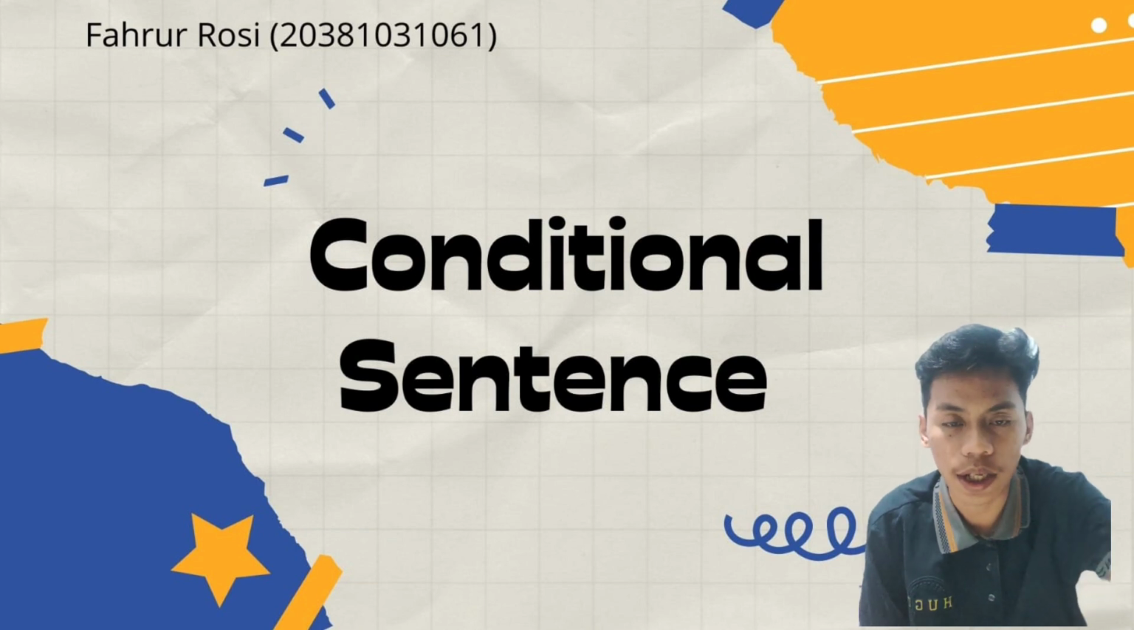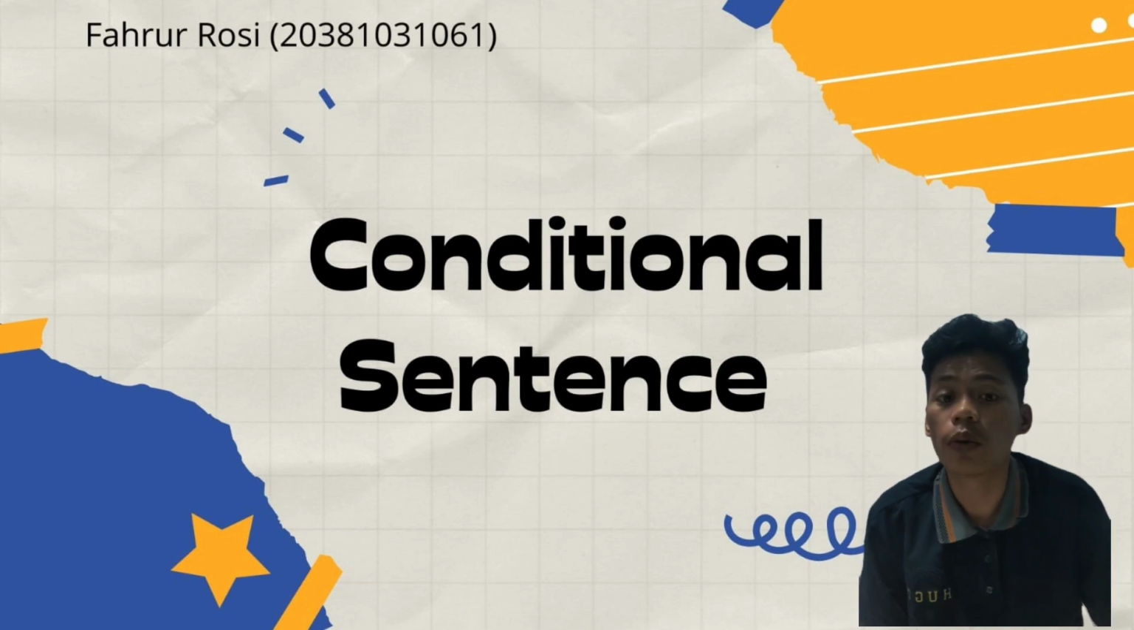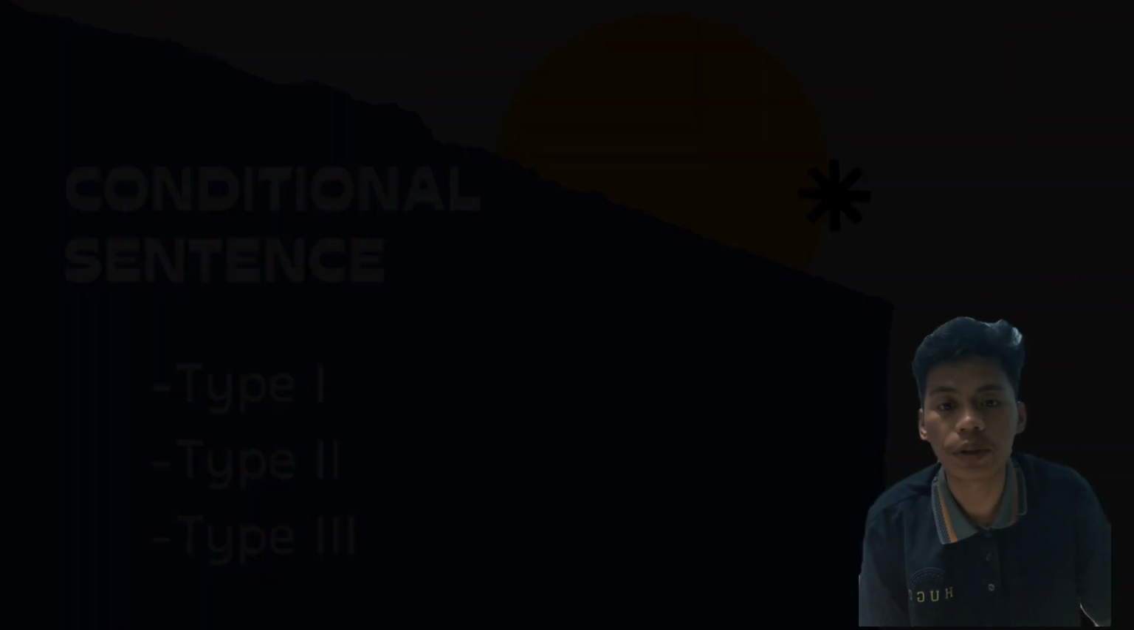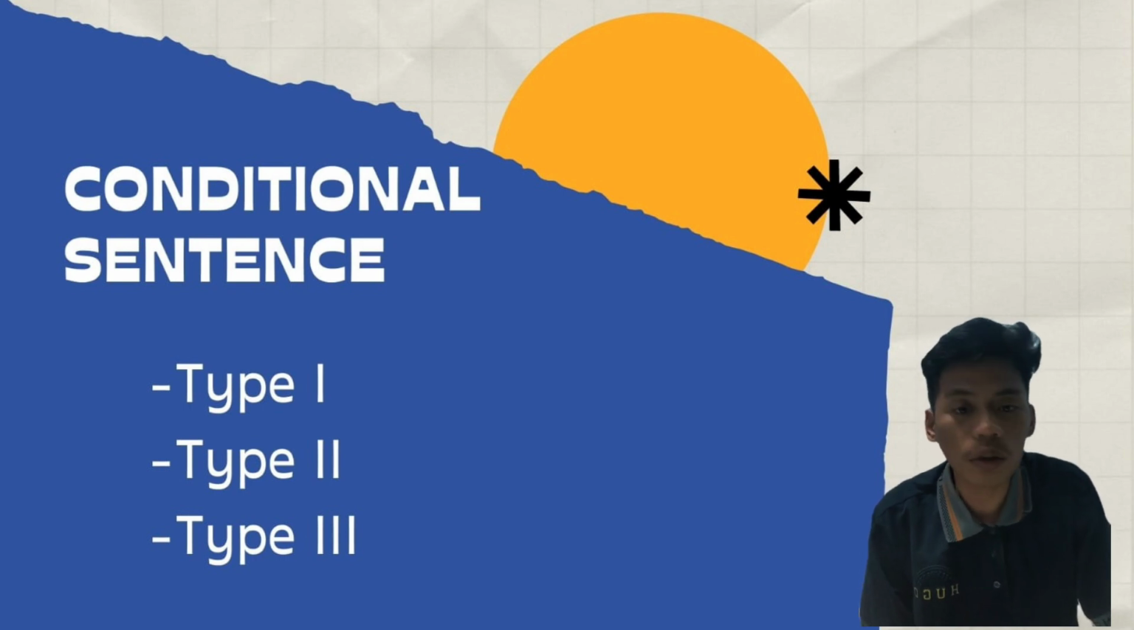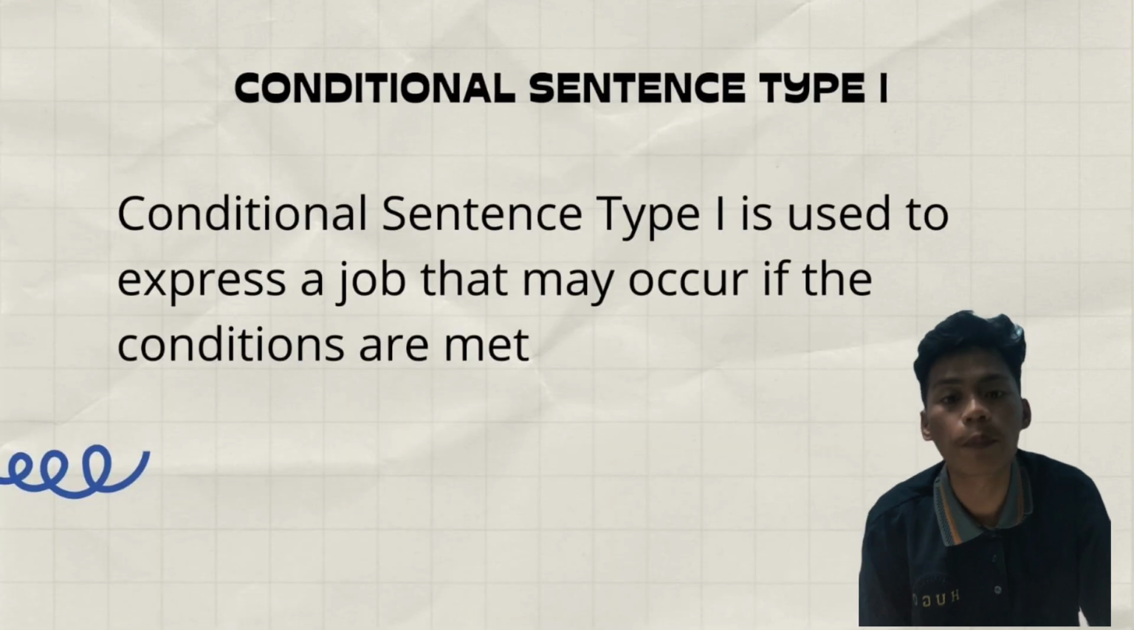I'm from TBI class. Now I will explain to you about conditional sentence type 1, conditional sentence type 2, and conditional sentence type 3. Now we will begin with conditional sentence type 1.